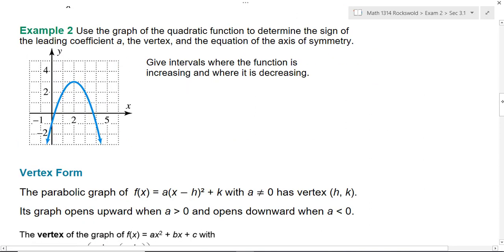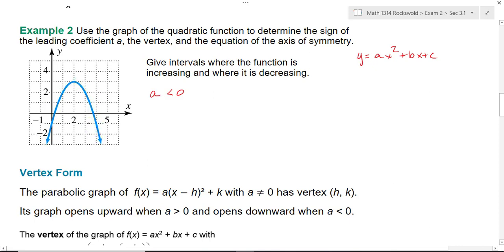Alright, example 2 tells us to use the graph of the quadratic function to determine the sign of the leading coefficient, the vertex, and the equation of the axis of symmetry. Then we also want to give intervals where the function is increasing and where it is decreasing. Using y equals ax squared plus bx plus c, I'm going to refer to the leading coefficient as a. The leading coefficient a, is that going to be positive or negative? It's negative because this parabola opens down.